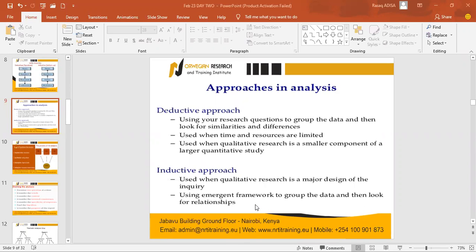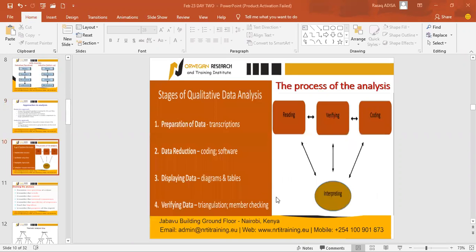Use inductive if you are using an emergent framework to group data and then look for relationships. You use inductive if your research is at a higher level and you already have what you discovered from the field, and from there you can read through and code, do the open coding. You can read through and collapse some of the codes to derive shared coding. You can now group all the codings using a selective approach to coding, meaning that you can use your findings to form your framework. That is inductive. So you are encouraged.